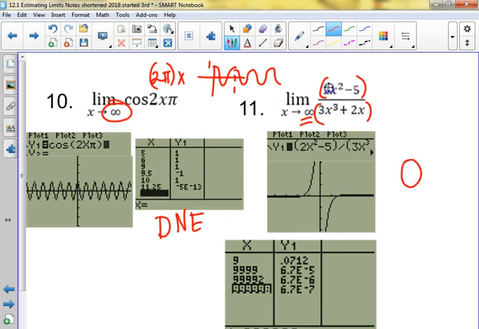Does that fit with some of our earlier knowledge about bottom heavy? Do you see that this was bottom heavy? The degree of the denominator is what? Okay, that was a great question. The degree of the denominator, 3. Numerator is 2. So it's bottom heavy. So it approaches 0. That was good.